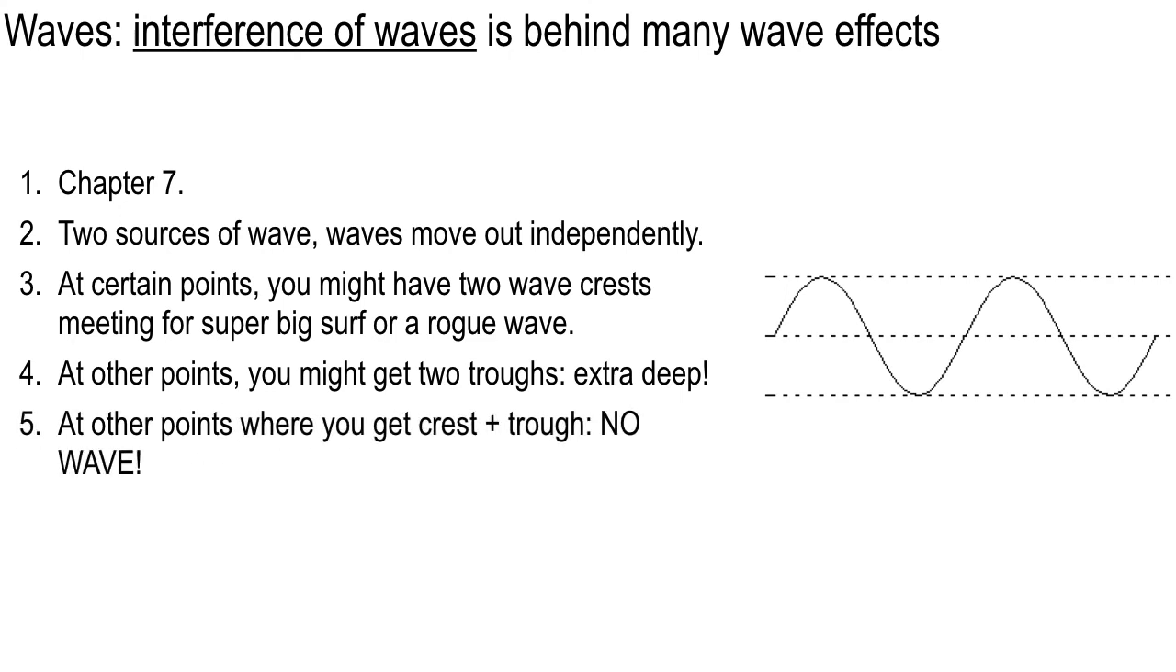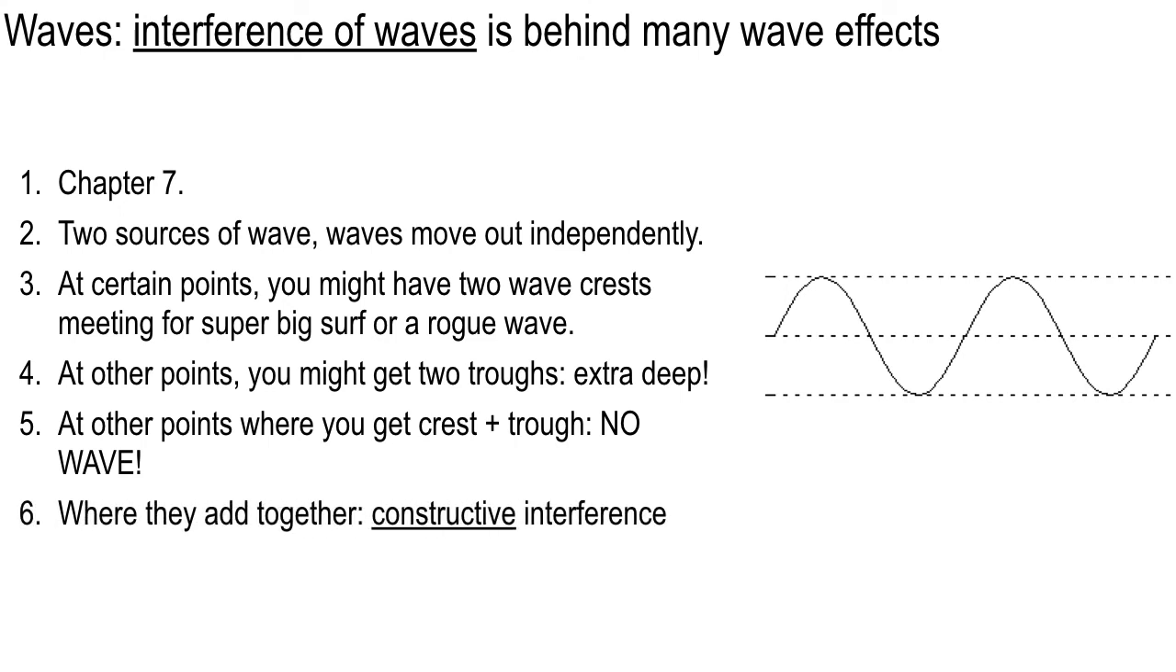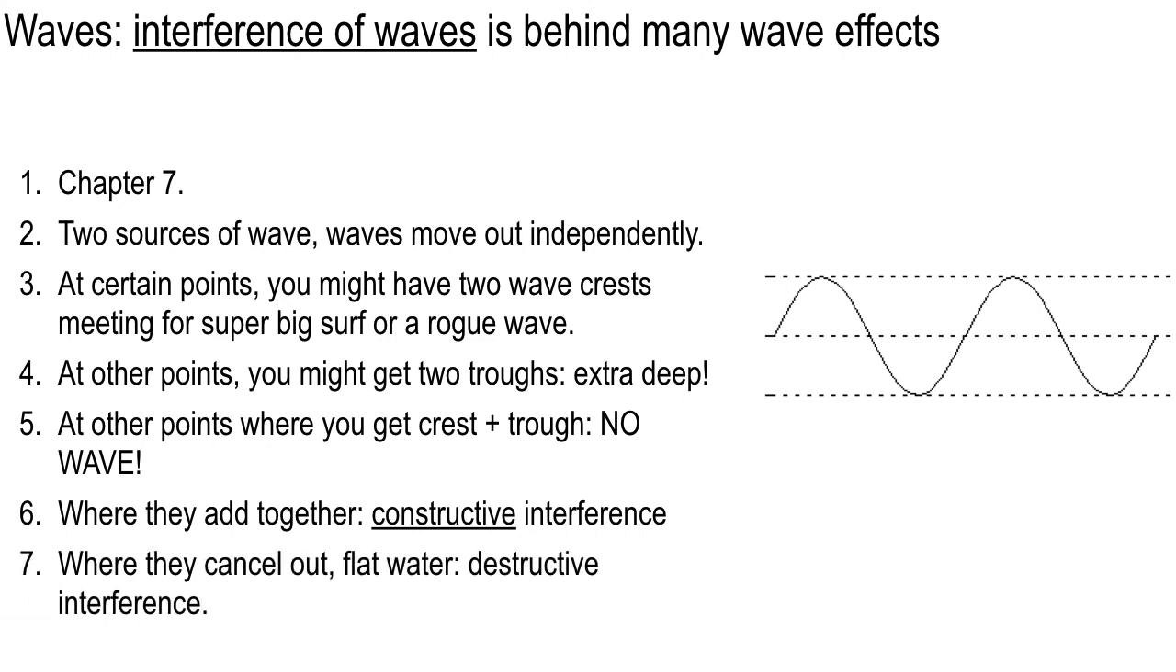At other points, you might get a crest and a trough that intersect, and there you have flat water, no wave. Right? Now, the terms for these: when they add together, it's called constructive interference. And when they cancel out, we call it destructive interference. All right? And these are generic descriptions of wave phenomena that involve interference. There's all kinds of other wave phenomena.